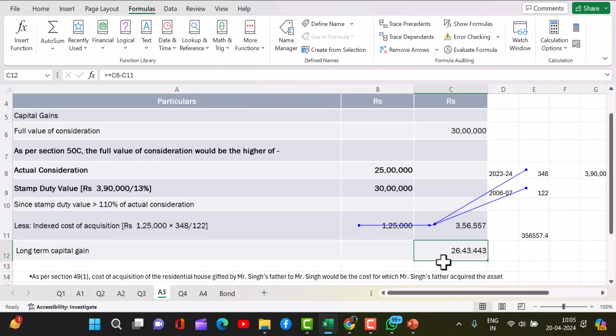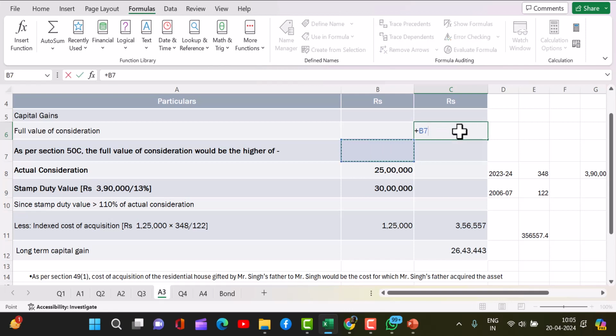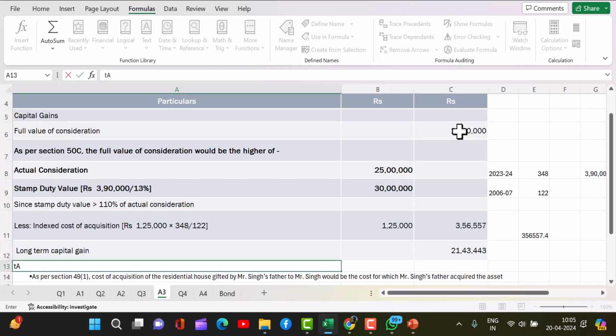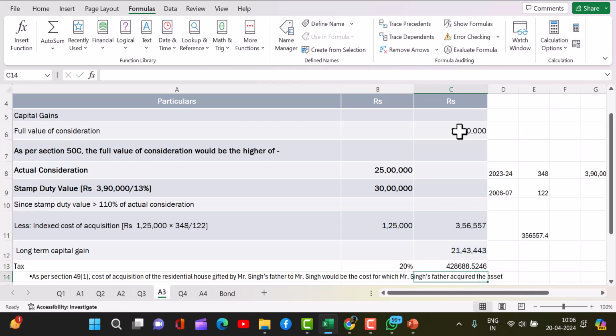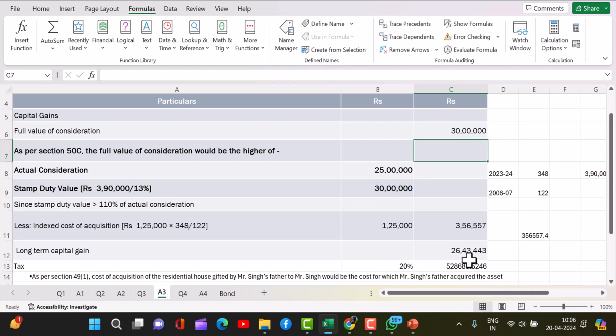So had we taken this value instead of this, if this law had not been there, then the long-term capital gain would have been only 21 lakhs. Assuming that the long-term capital gain tax is 20%, the tax would have been this much. So let's go back and make it 30 lakhs, which is the case. So here the government was getting 5,28,000.